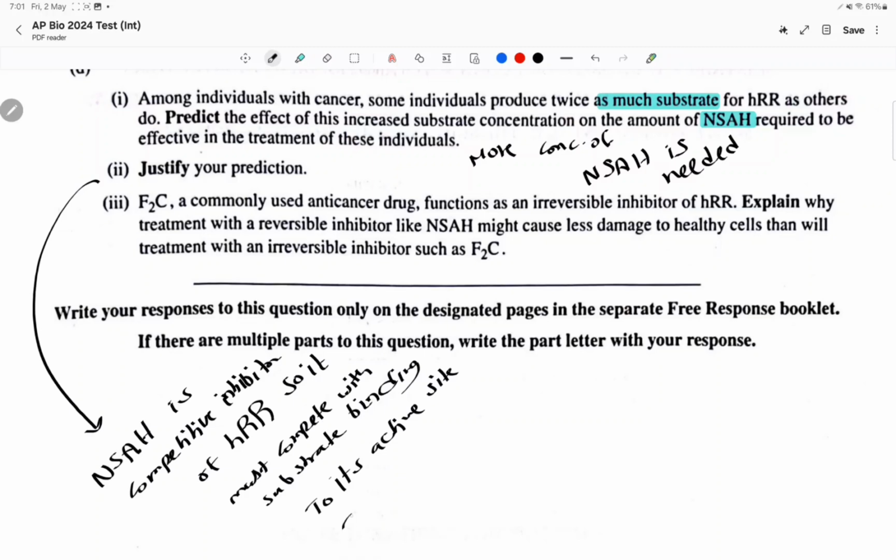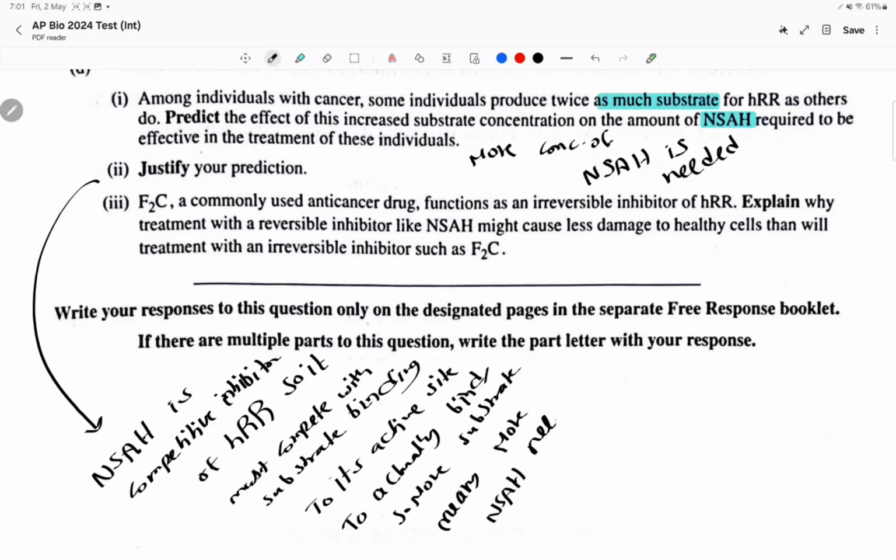Okay. To actually bind. So more substrate means more NSAH needed to compete. Did you write it down? More NSAH needed to compete.